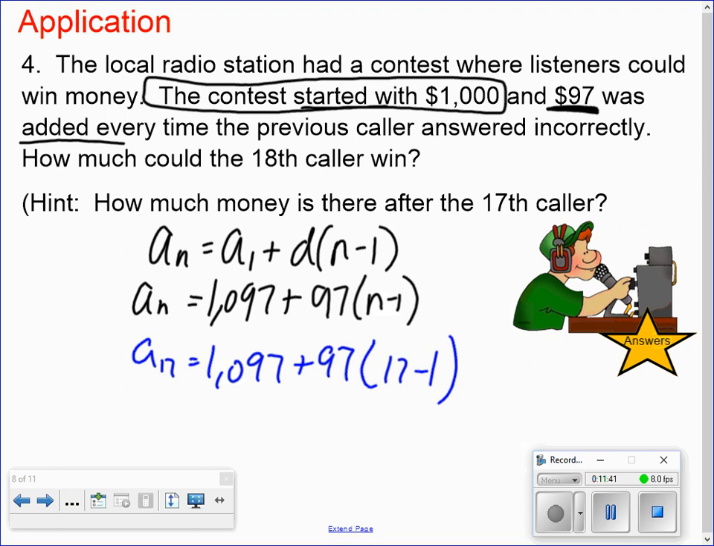If we change this to 16 and multiply, what we'll end up with is 1,552 plus 1,097, following order of operations. Remember, multiplication comes before addition. Then add those together and you get 2,649. Remember that when you're answering this type of problem, because it is a word problem, we want to make sure that we answer it using words. So what you would say is, the 18th caller could win $2,649.